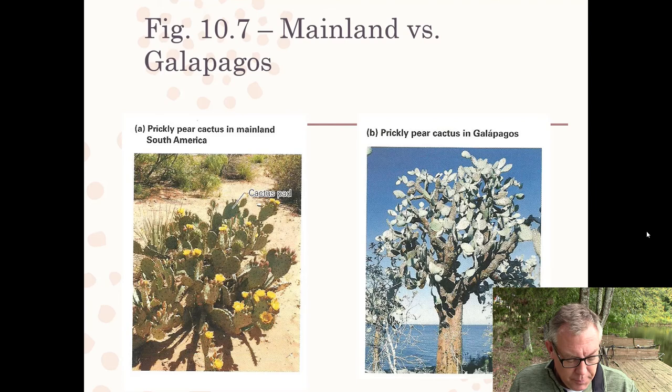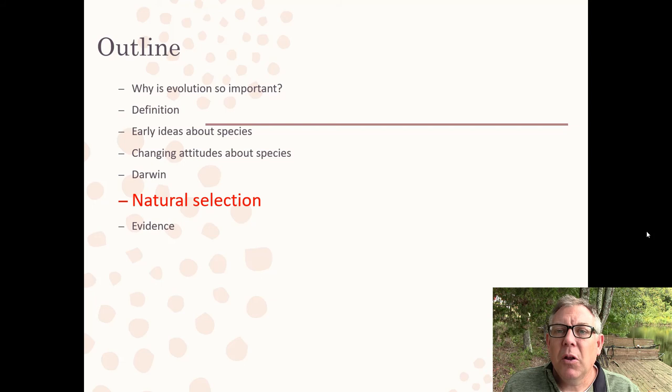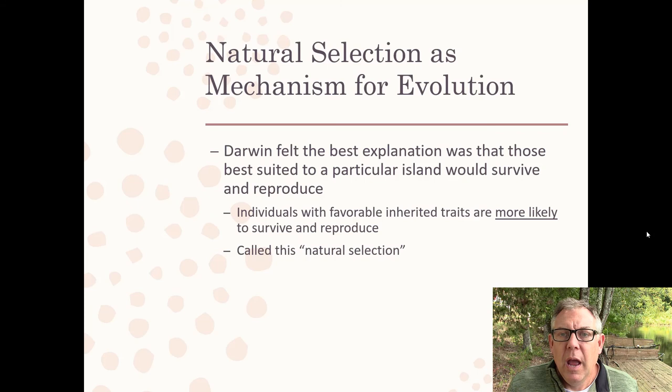And so Darwin was familiar with Lamarck's explanation for this. He's like, no, I've got a better idea. And his idea was natural selection. He thought that these species could change because those that were best suited to a particular island would survive and reproduce and pass their traits on to their offspring. And those that were not well suited to a particular island were less likely to survive, less likely to reproduce, and so they would die off without leaving offspring.